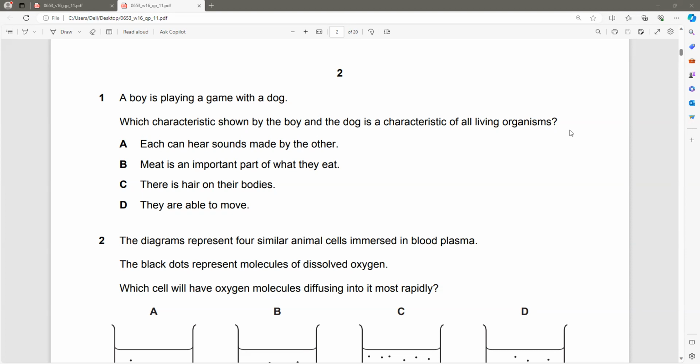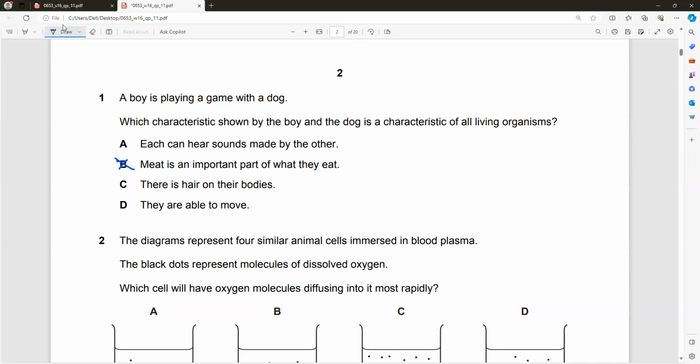Anybody? Our book also we have the difference between plants and animals as the major one. Here also the same thing. Anybody? Each can hear the sounds made by the other. Characteristic property. Meat is an important part of what they eat. You can eat or not. Non-veg is not a matter. So I can avoid option B.